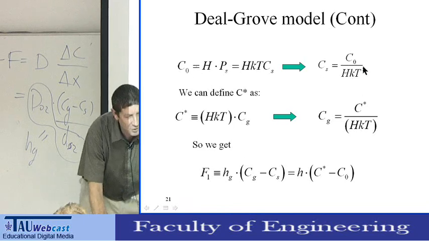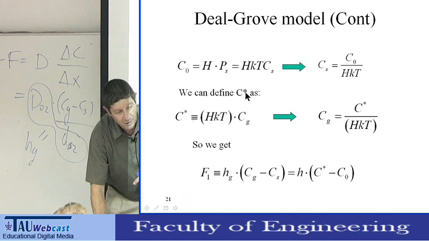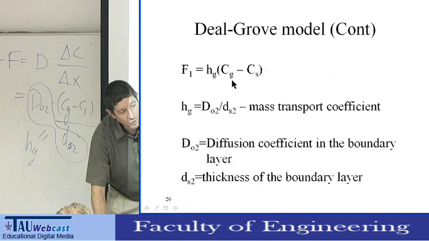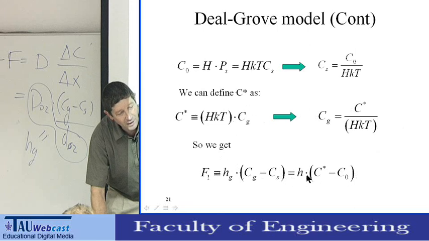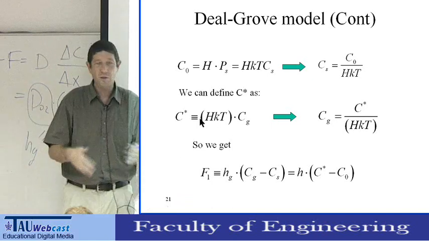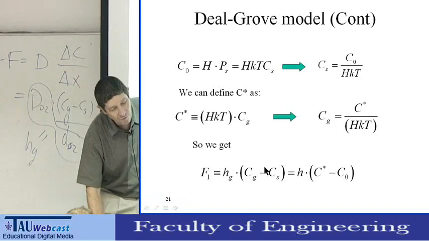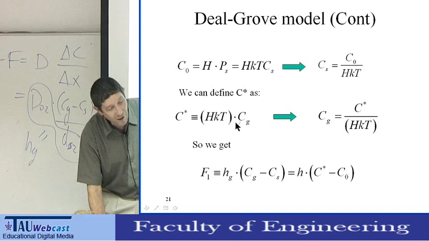Now, we can define C star as HKT times C gas, so C gas is C star over HKT. Since before we defined F1 as Hg times Cg minus Cs, we know that it's also H times C star minus C0. Now, C star is kind of an ideal number. It's what would be the concentration in the silicon at infinite time at solubility. C0 is an artificial value, it's defined by Cg.